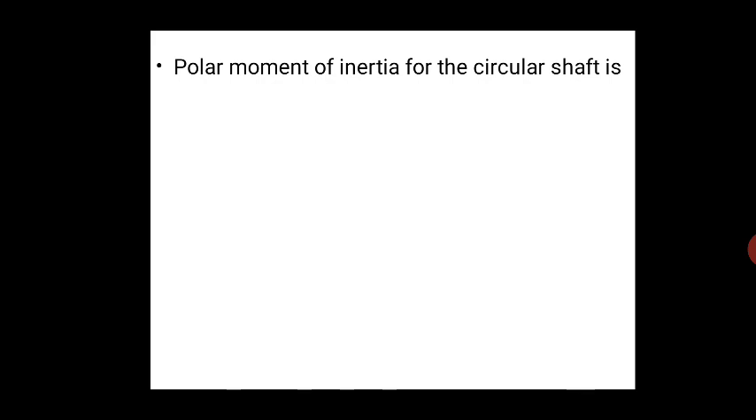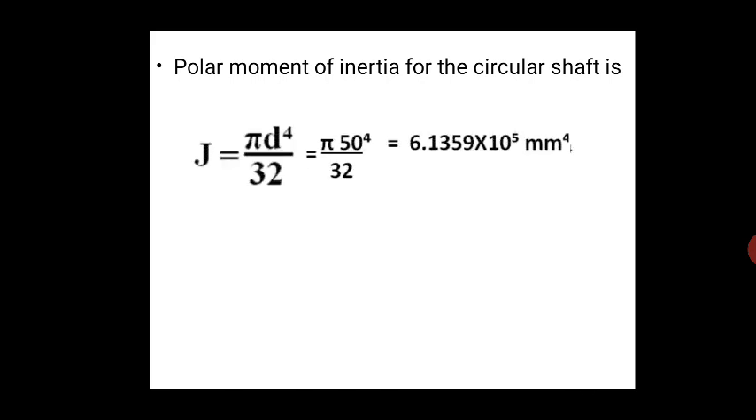Now he has given the diameter. By considering the diameter, we will write the polar moment of inertia equation as J is equal to pi d to the power of 4 divided by 32. Since the diameter is 50 mm, that is pi 50 to the power of 4 divided by 32, and so we will get the polar moment of inertia as 6.1359 into 10 raised 5 mm to the power of 4. This is the polar moment of inertia for the rod.